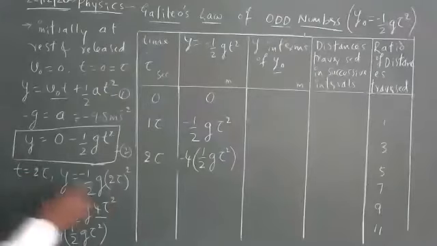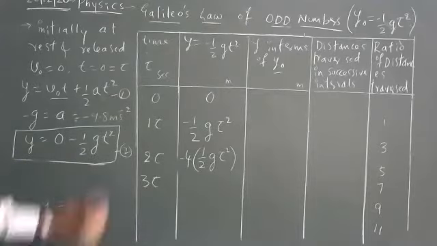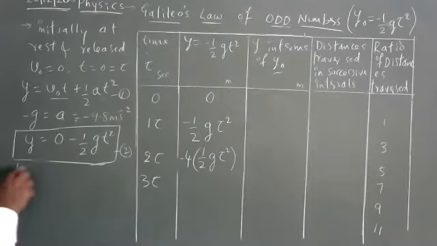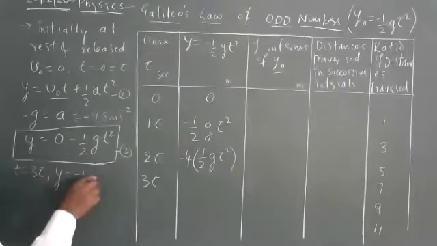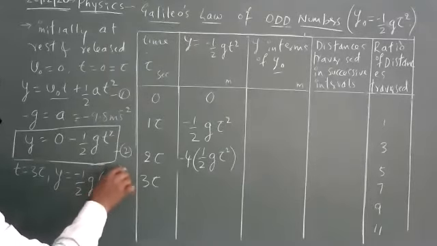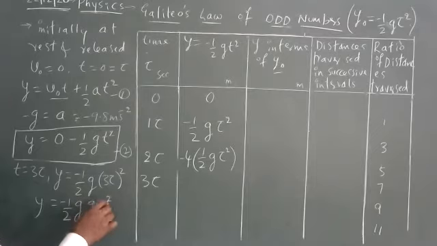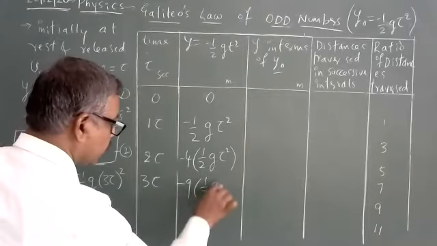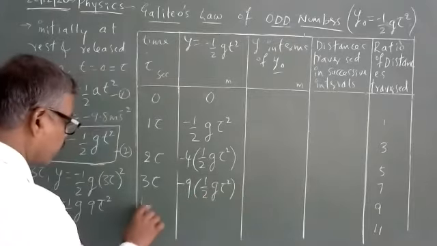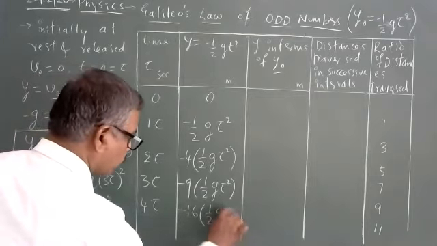Similarly, if I substitute y here 3 tau, I'll be getting the next step. Like, let me show you. T equal to 3 tau, y equal to minus 1 by 2 g 3 tau square. So I'll be getting y equal to minus 1 by 2 g, it becomes 9 tau square. So when I do this again 9, it becomes minus 9 inside bracket 1 by 2 g tau square. Similarly 4 tau, I'll get minus 16 1 by 2 g tau square.